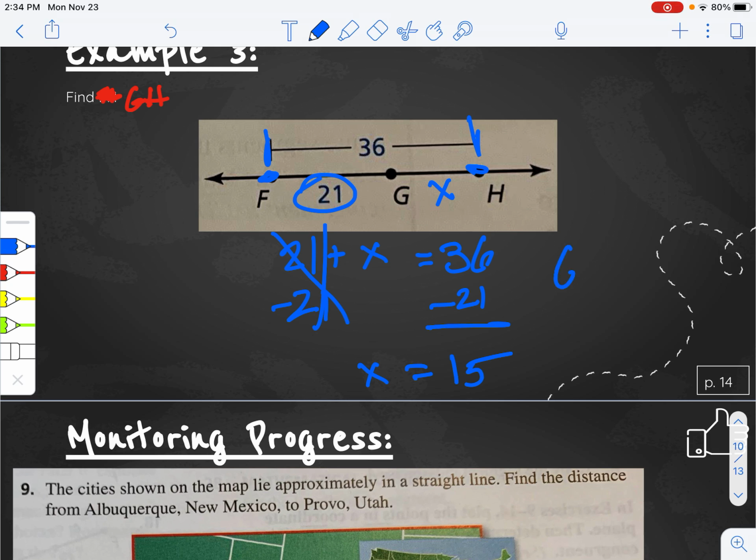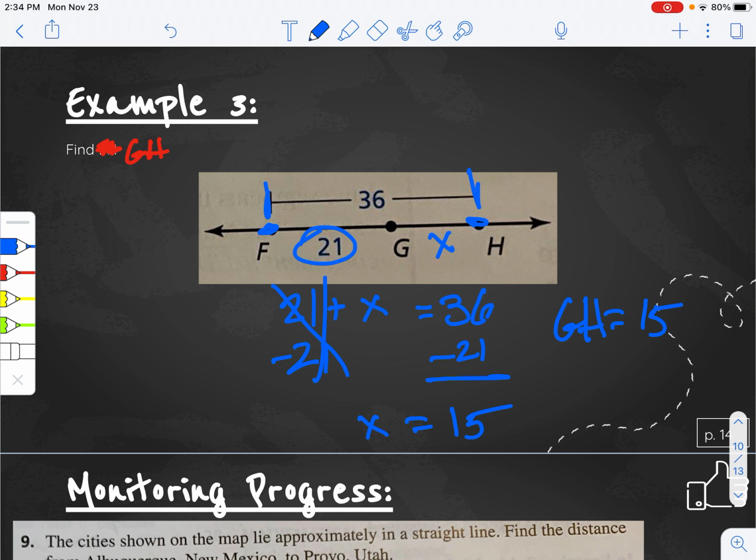X would give us 15. So we would say the distance of GH equals 15. Okay. Again, you don't have to put X here, or you don't have to put anything there. That just, I think, is a good way to remember that you know something has to go there. There has to be a distance here. So I just put X in to fill that spot, and it makes it easy to set up our equation then.